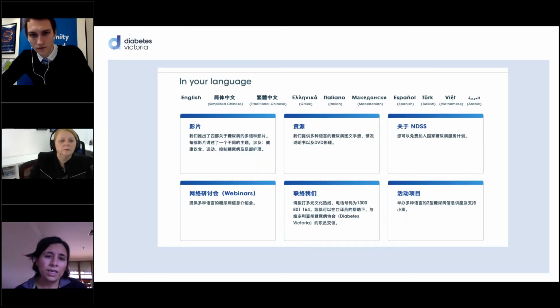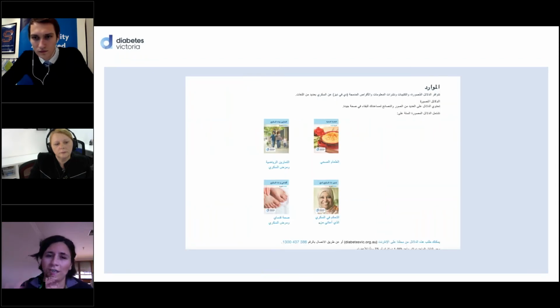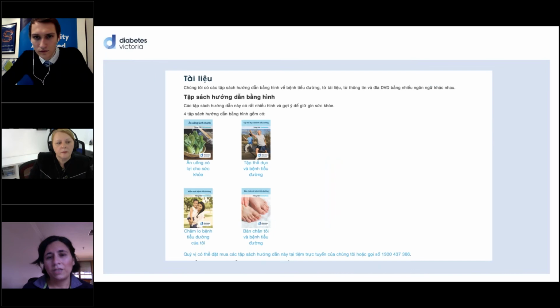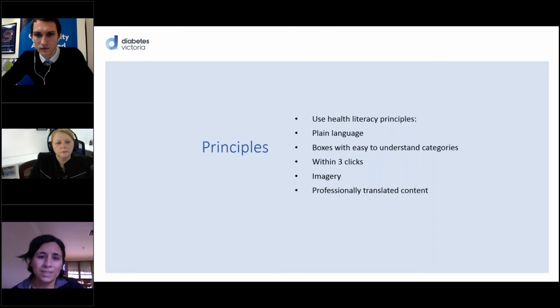And then if we click on resources, just the next slide, please. This is an example of the Arabic page. And then the next one is an example of the Vietnamese page, also in resources. As you can see, we've got lots of white space, minimal text, but it's the need-to-know information, some images, and it's culturally relevant information as well.